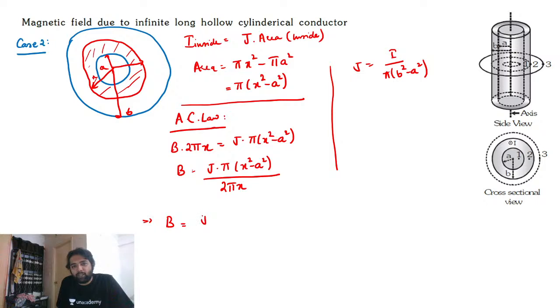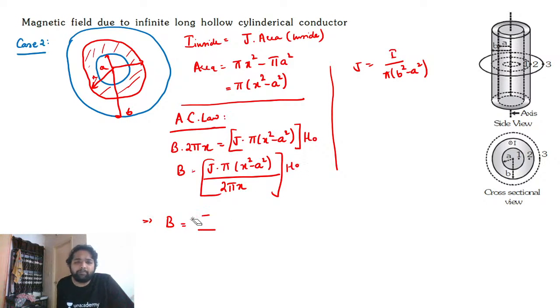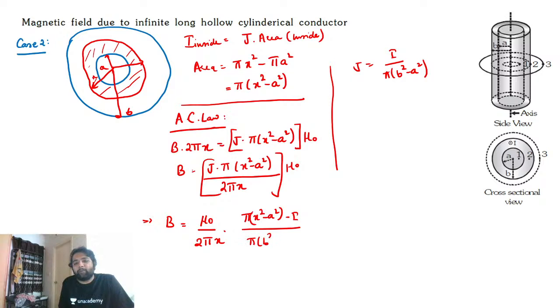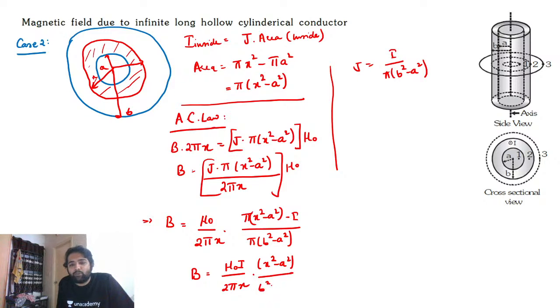Substituting this, what will I get? B will be equal to J by 2 pi x. Substitute J; there is mu naught also. Let me take mu naught by 2 pi x out first, then it will be equal to pi into x square minus a square into J, written as I by pi into b square minus a square. So B equals mu naught into I by 2 pi x into x square minus a square by b square minus a square.